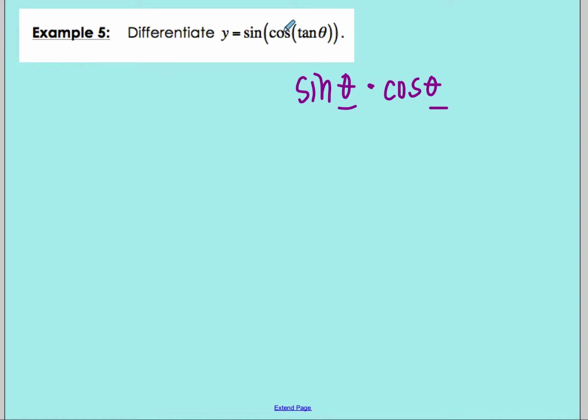It is sine of cosine of tangent of theta. So if you were to find a value for this, you'd plug in theta to tangent, then you'd find that number, plug it into cosine, then you'd find that value and plug it into sine. Okay, so it is a chain rule. And once again, it's going to be a double chain. Okay, so this one is another double chain rule.